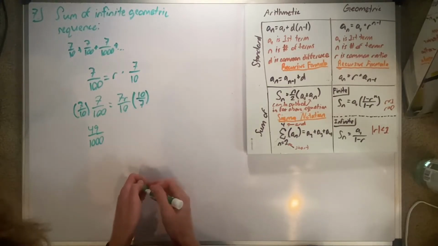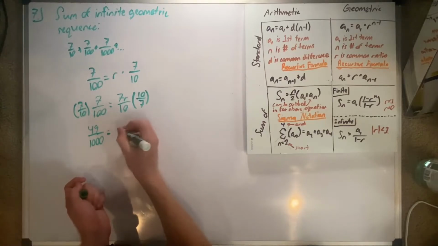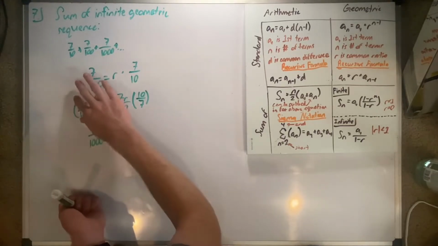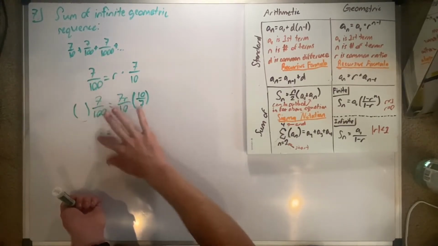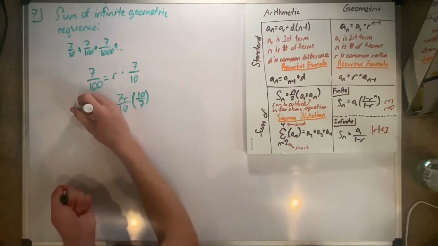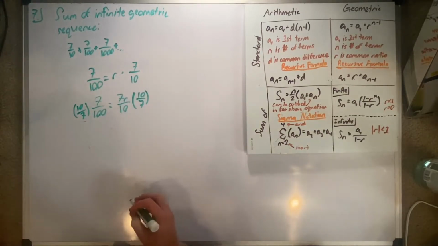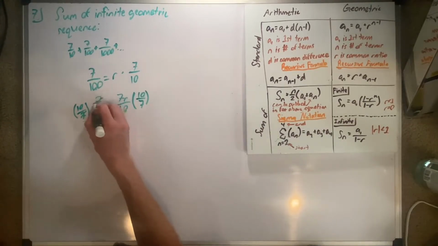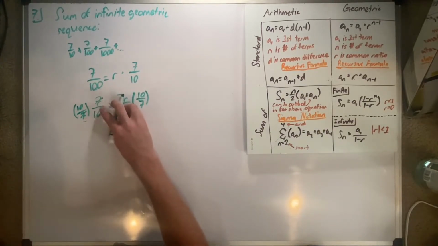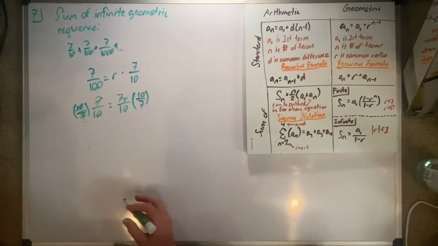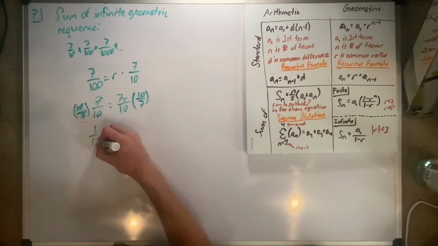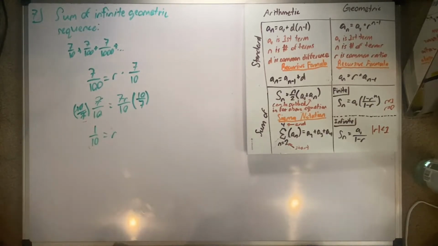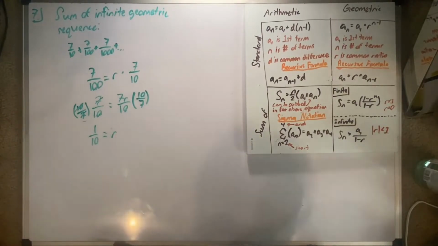some huge nonsense like that. Oh no, I did not do that right. Excuse me for a minute. I was wondering why that wasn't checking out. These two sevens would cancel. This 0 would cancel, and that would cancel. So we would get 1 over 10 is equal to r. So r is equal to 1 over 10. So that is our common ratio.